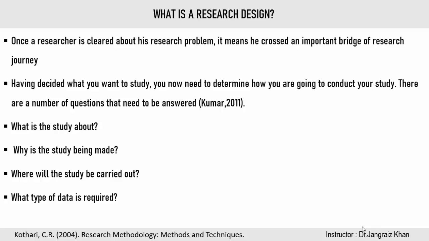And usually once a research problem is identified, it is finalized. This means that you have decided what to study. You are clear about your vision, your plan, your field of study. Then after you come to know what you have to study, you need to determine how you are going to conduct that study.